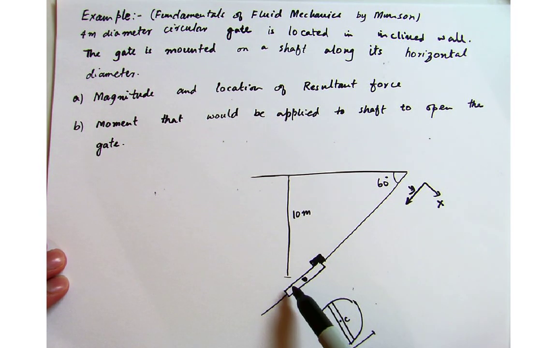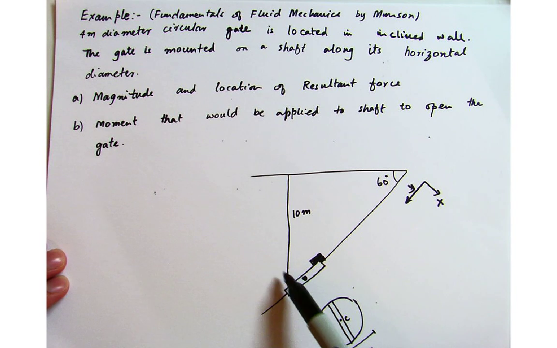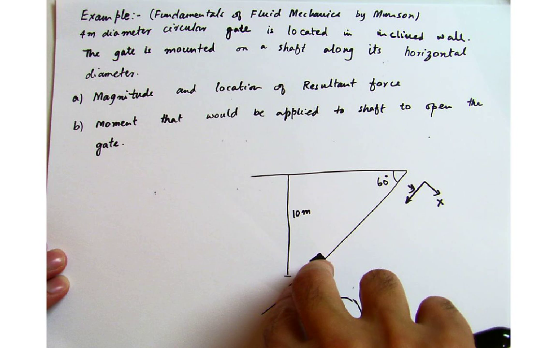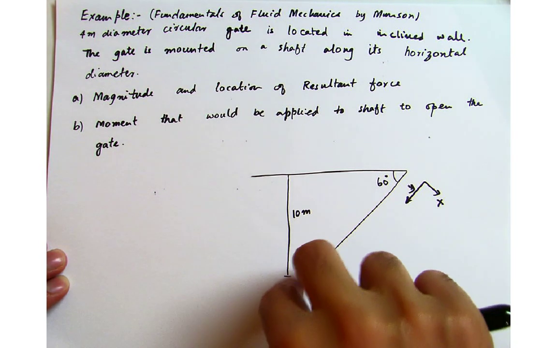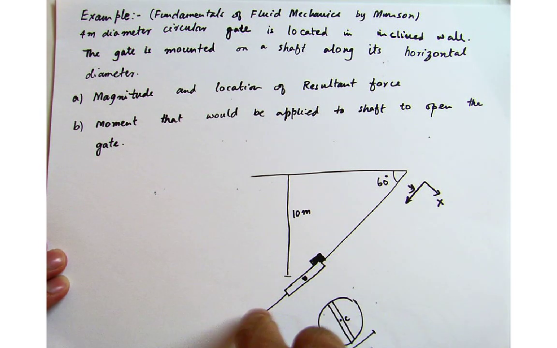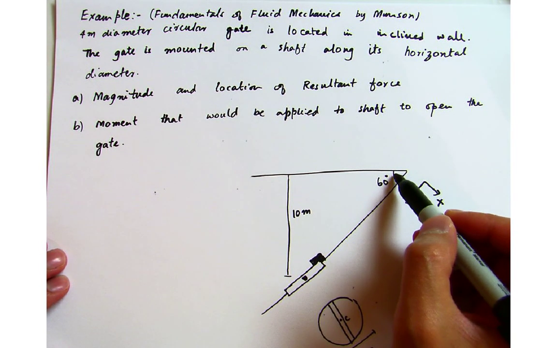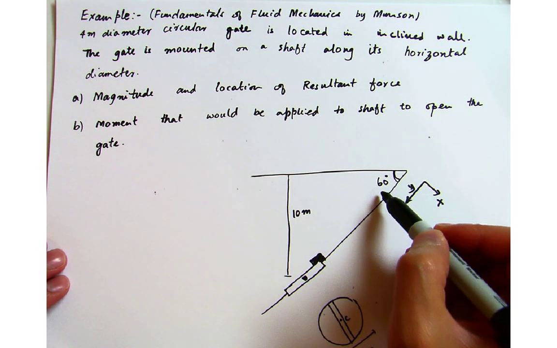So if I want to open this gate, we have this moment, I mean the force acting in this direction. So the only way I can open this gate is to basically apply a moment in this direction so that the gate opens, and then we have some flow of water. Okay, so some of the quantities that are given, we are given the angle 60.